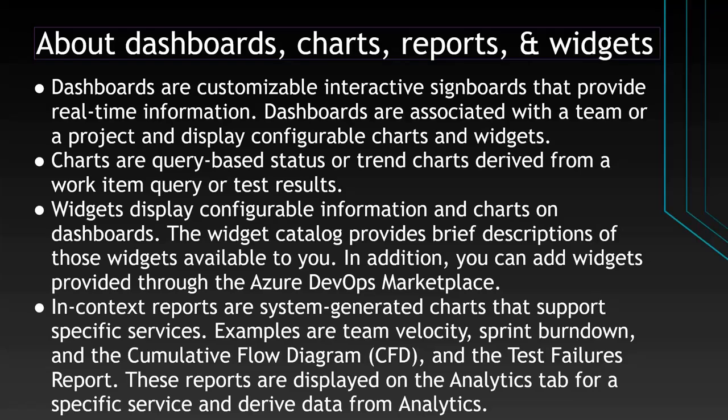We also have in-context reports. That means the system-generated charts that support a specific service. Examples: team velocity, sprint burndown charts, cumulative flow diagrams, test failure reports. These are all generated by the system, and you can generate these charts in your dashboard. These reports are displayed on the analytics tab for a specific service and derive data from analytics.